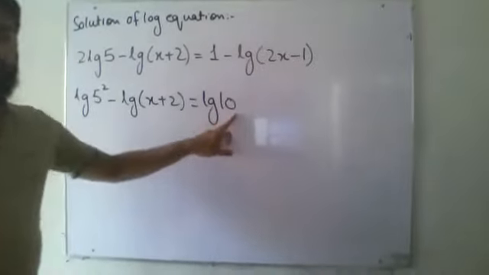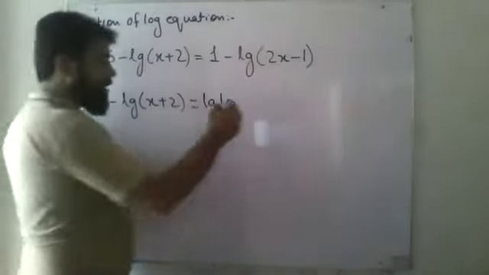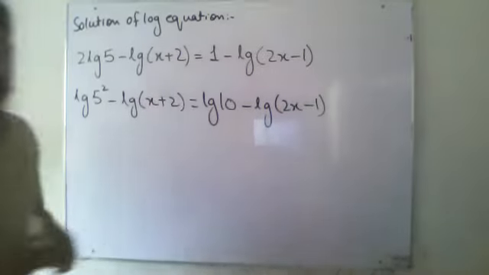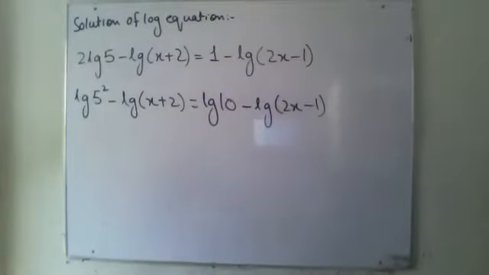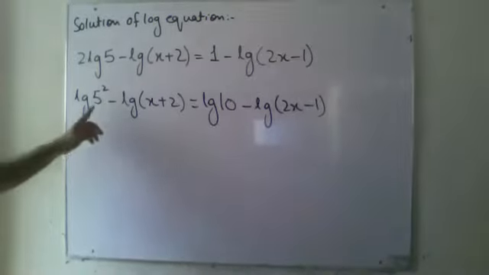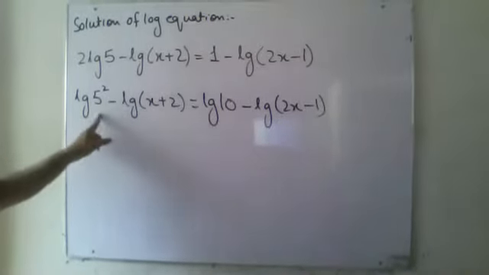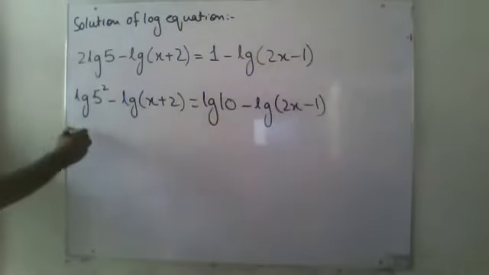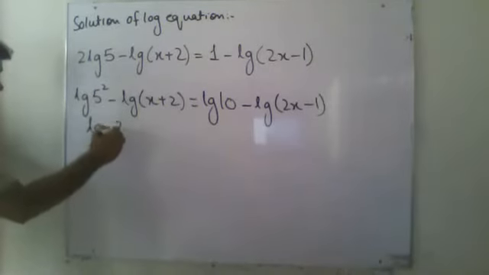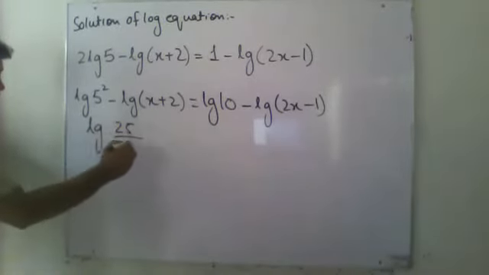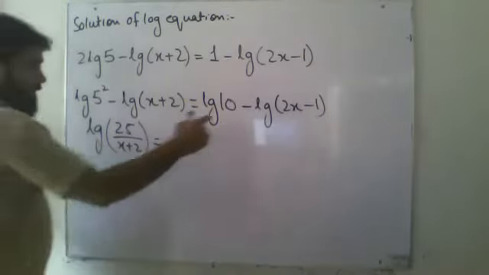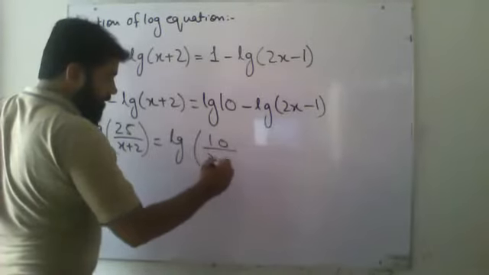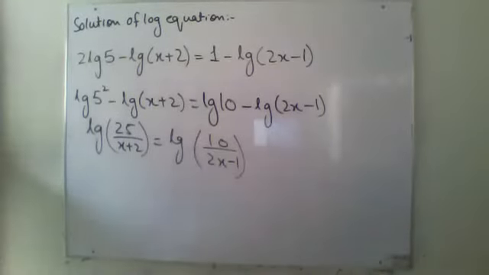So I have written it as Lg10 minus Lg 2x minus 1. Okay. After this, now these two are in division subtraction form. These two are also in subtraction form. So what will I do? I will write it Lg 5 square will become 25 over x plus 2, and this will become Lg 10 over 2x minus 1. Right?